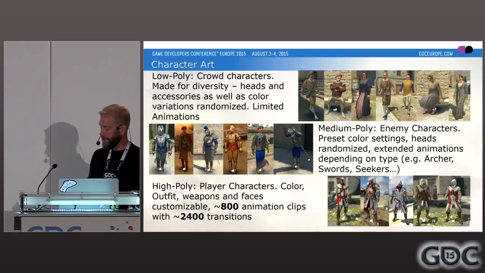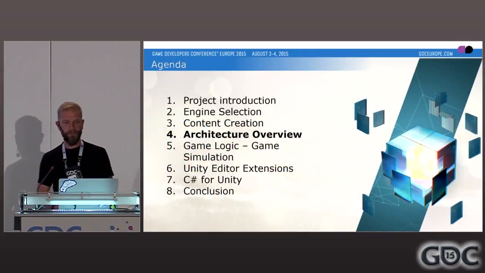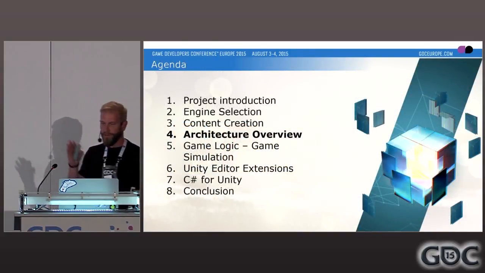As written, we have more than 800 animation clips currently in the state machines, and more than 2,400 transitions, which is providing a lot of dynamic and fluid animation and gameplay. So this is the visual, the content creation part of the game, right?